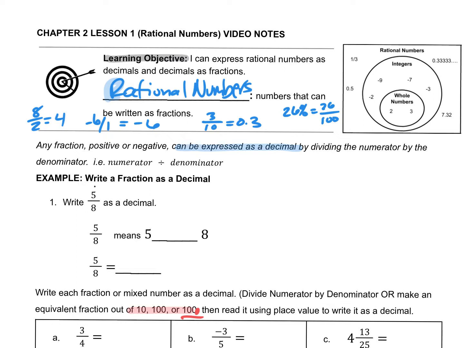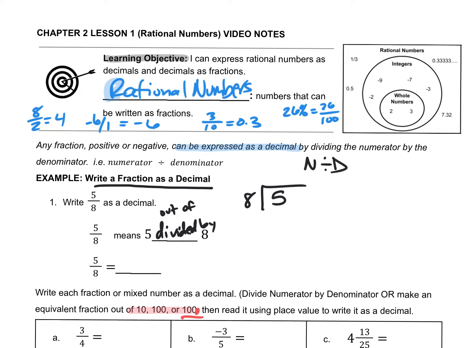So here let's practice writing a fraction as a decimal. If I have 5/8 and I want to write that as a decimal, 5/8 means 5 divided by 8. It also means 5 out of 8. So there are different ways that you can read that. Really important that you remember numerator divided by denominator. As a fraction, it's like this. That also means numerator, no dogs in the house, I like to say. That first number goes inside. So I'm going to divide this.